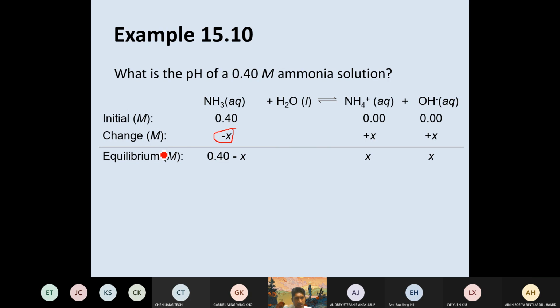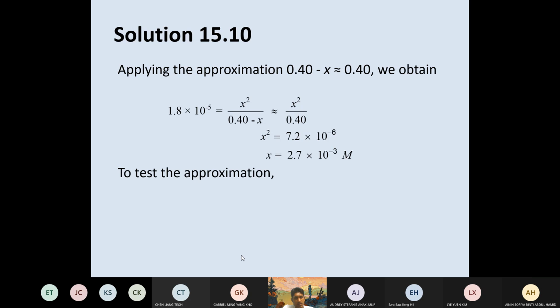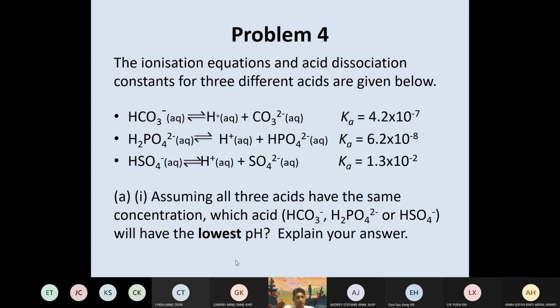So at equilibrium, we see that not fully, just a partial amount has dissociated from the ammonia, and then we consider the base dissociation constant. Please take note of Ka and Kb. Ka is the acid dissociation constant, Kb is the base dissociation constant. From there, we again use the approximation method, and we see that it is less than 5%, so the approximation is valid, and we can proceed further.